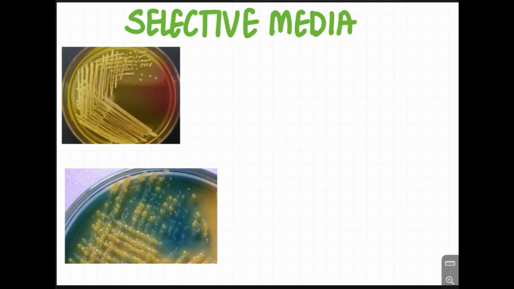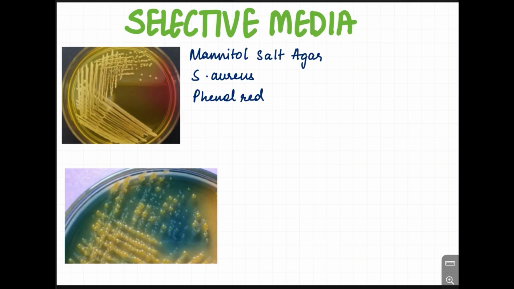The next one is mannitol salt agar. It is a differential media that gives a yellow color on mannitol fermentation, and it is selective for S. aureus, and it has salt which only allows S. aureus to grow. The indicator used is phenol red. It is also a differential media as it can be used to differentiate between S. aureus and Staphylococcus epidermidis, which is a non-mannitol fermenter.